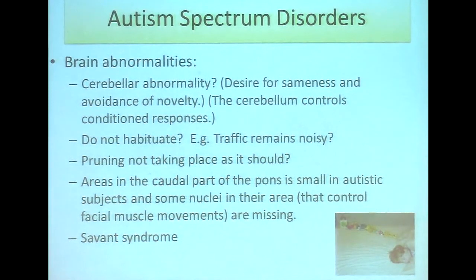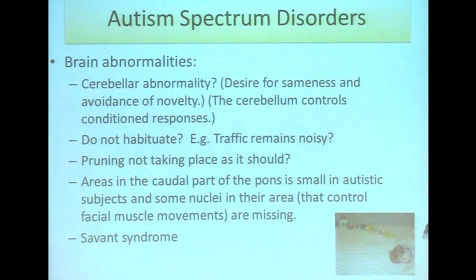Because the child has a desire for sameness and avoidance of novelty, and the cerebellum controls conditioned responses. So perhaps there's something to do with the cerebellum that hasn't quite developed as it should. And also, children with autism don't habituate. You know what habituate is? If we see something around us that is new or even that bothers us, it bothers us for a while, but then we get used to it. We habituate. It doesn't bother us anymore.